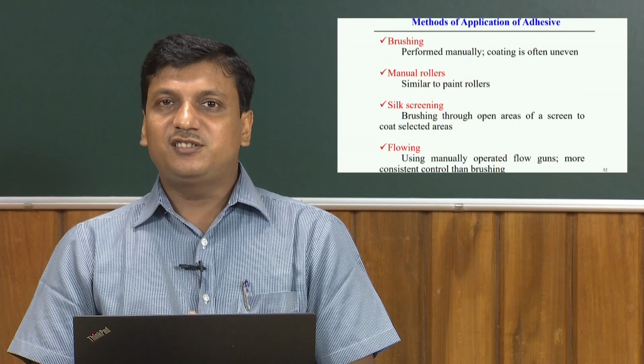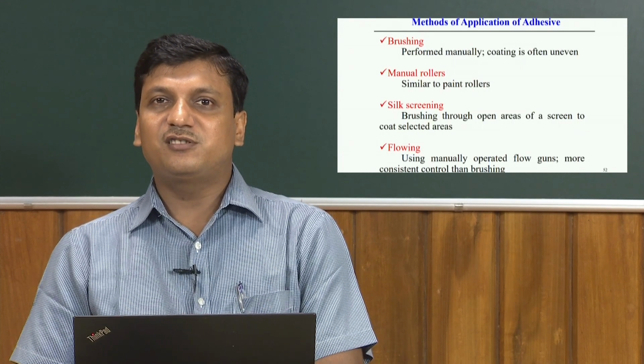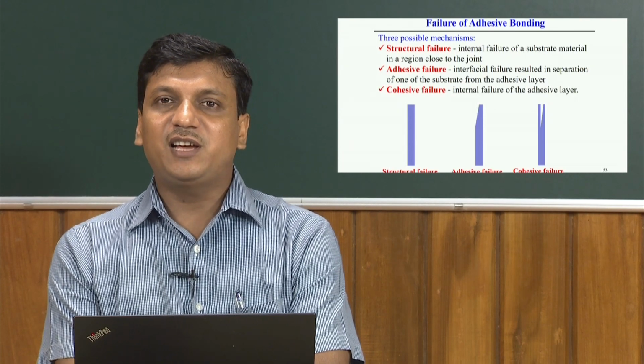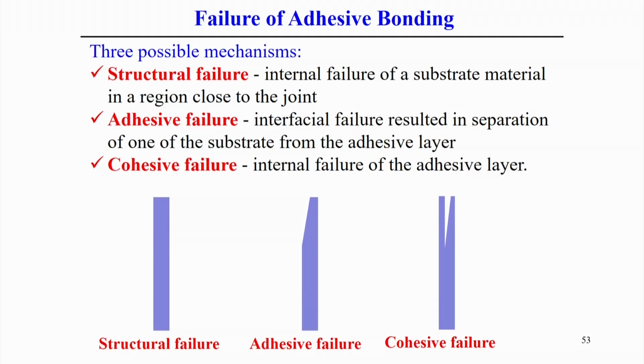That means the change of phase from liquid to solid can be done quickly also. Now, if you look into the typical failure modes of adhesive bonding, after making the bonding, what are the typical failure modes? There are three possible mechanisms. One is the structural failure.